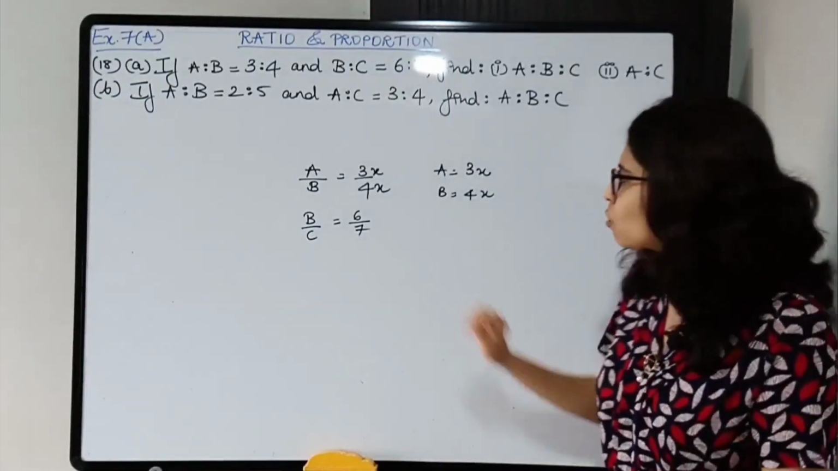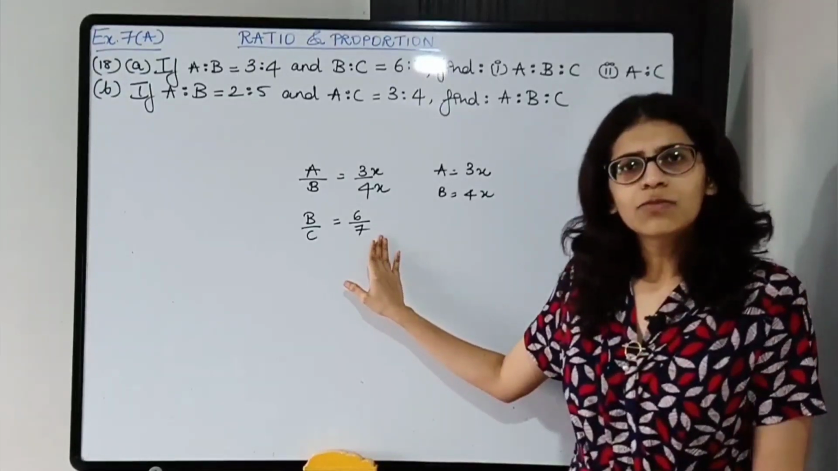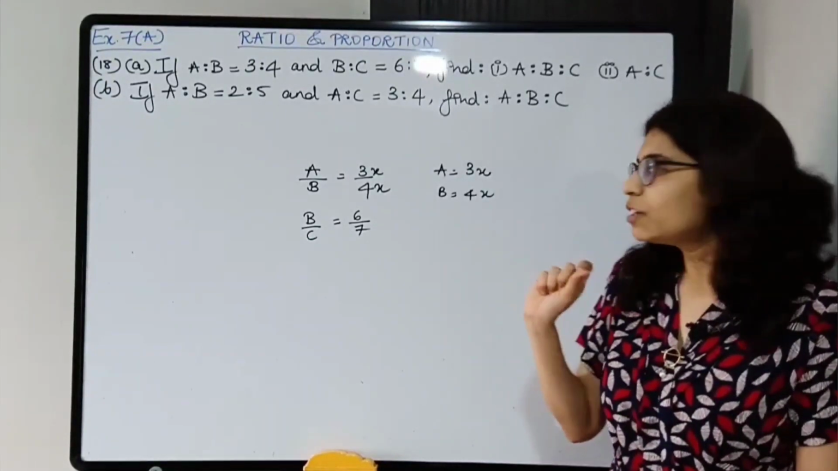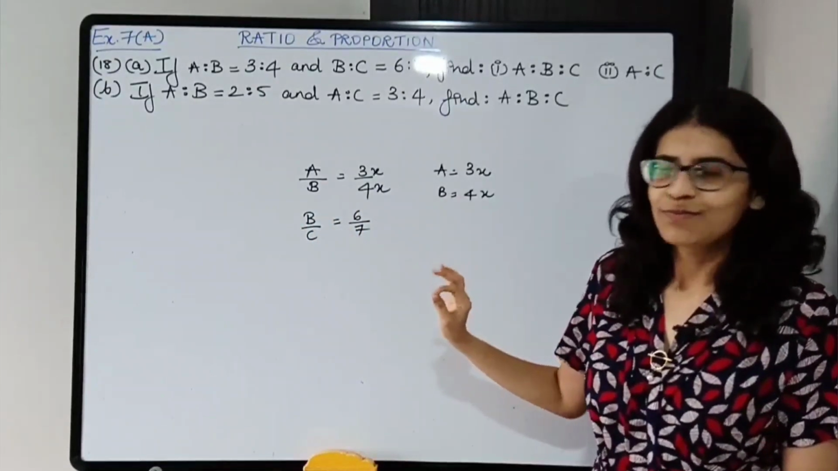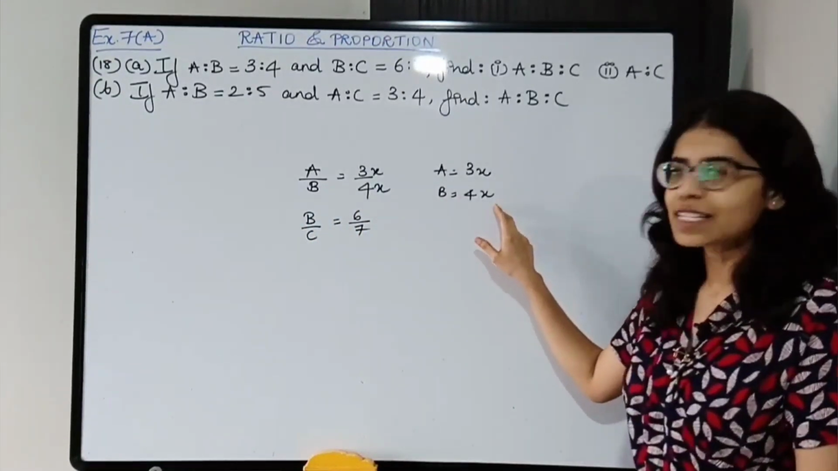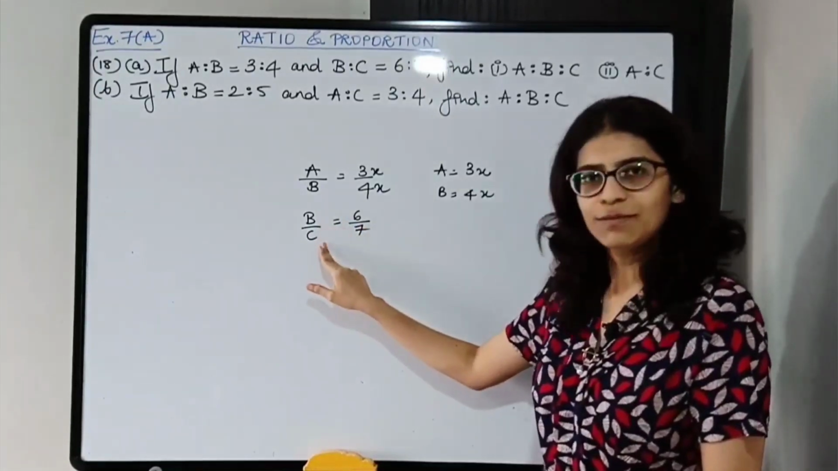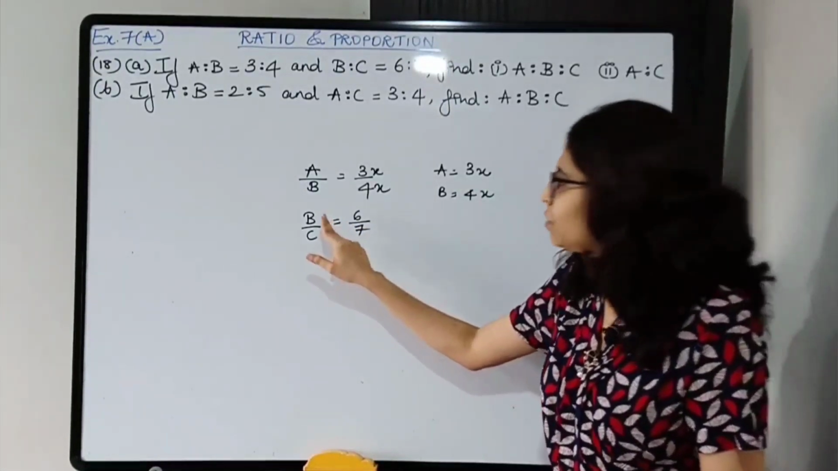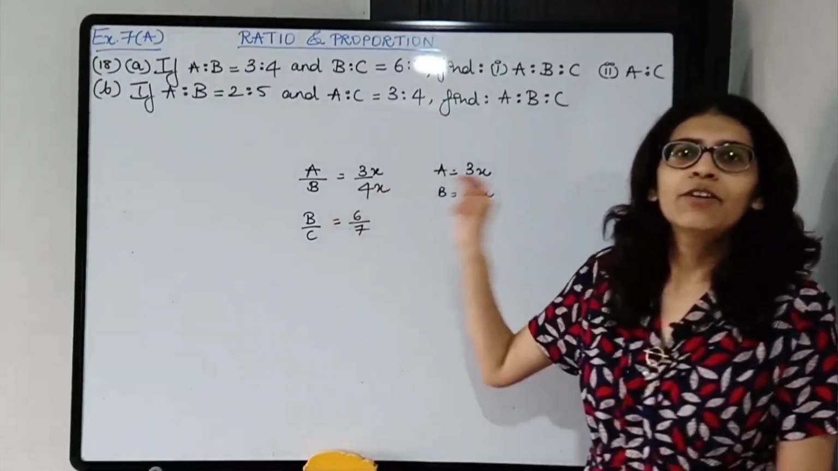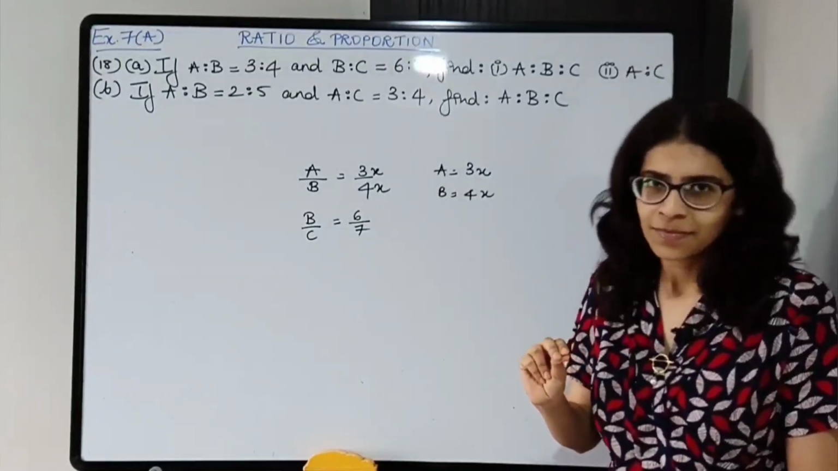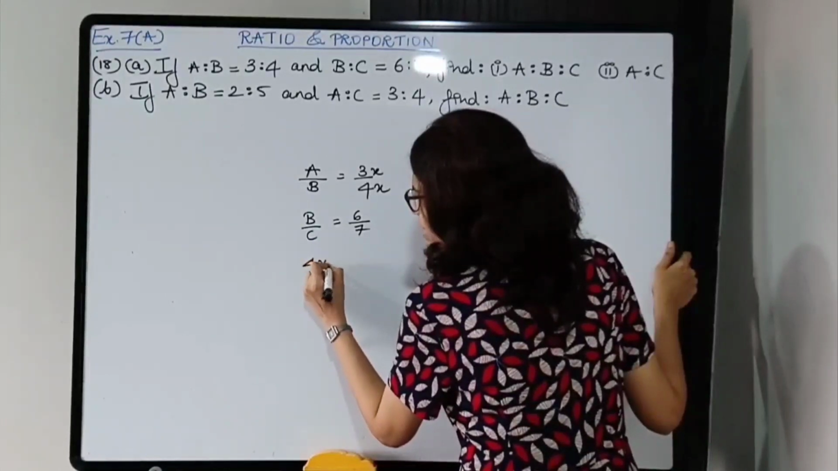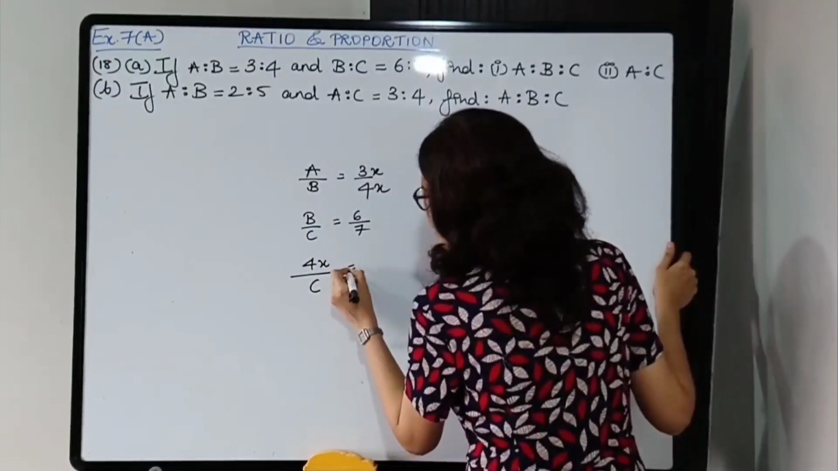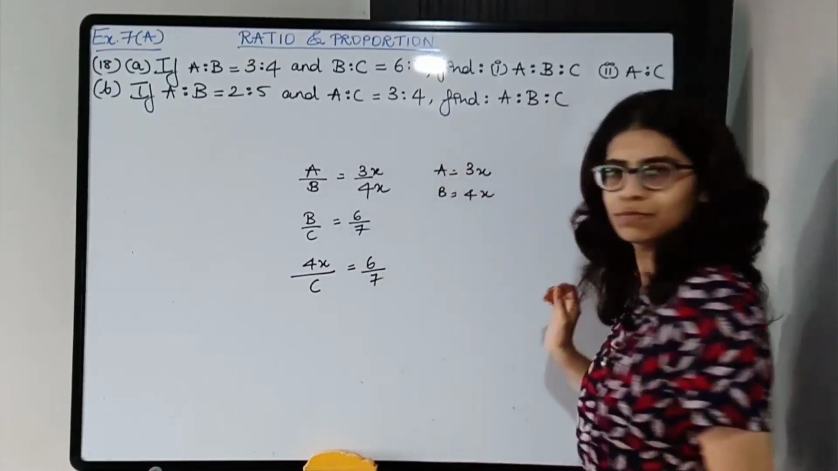ठीक है? So some common factor is there. So what to do over here? Over here also we need x. ठीक है? यहाँ पे भी x लाना है. So we know B is equal to 4x and we are given the ratio of B is to C. So in place of B I can write 4x, right? So B is 4x, so 4x upon C is equal to 6 upon 7.